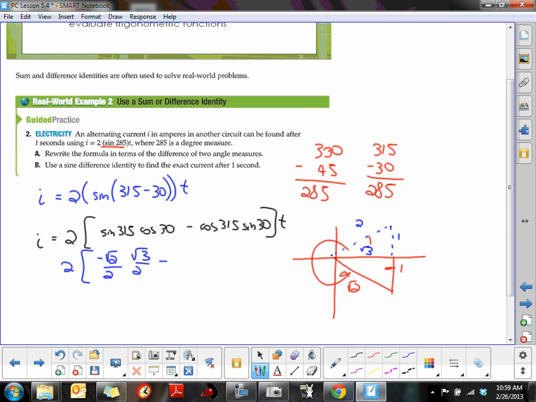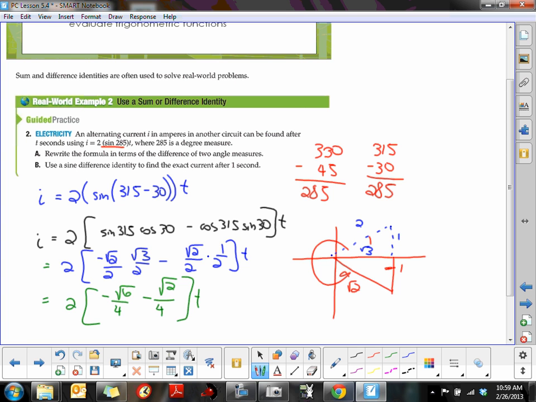Minus the cosine of a 315. That's going to be just a positive square root of 2 over 2. Then the sine of a 30 is a positive 1/2, times time. Simplifying a little further, leave the 2 out there. Simplify inside the brackets, we have a negative square root of 6 over 4, then minus the square root of 2 over 4, times time.